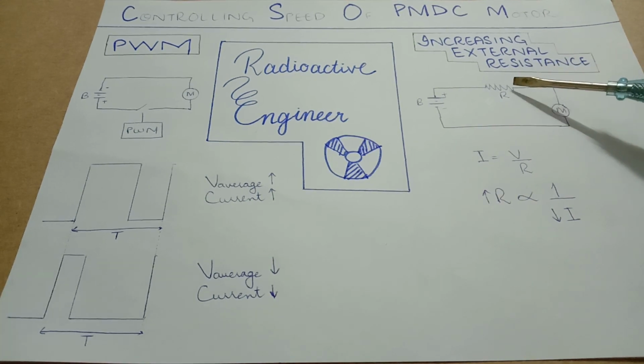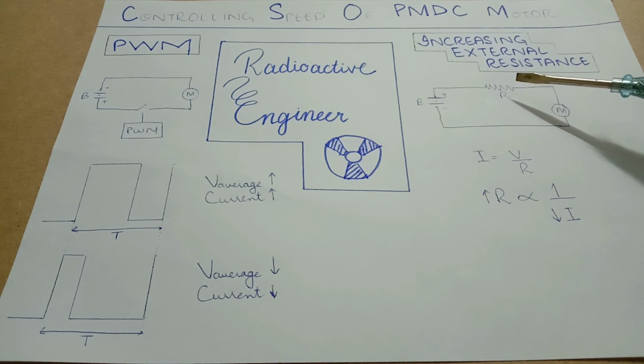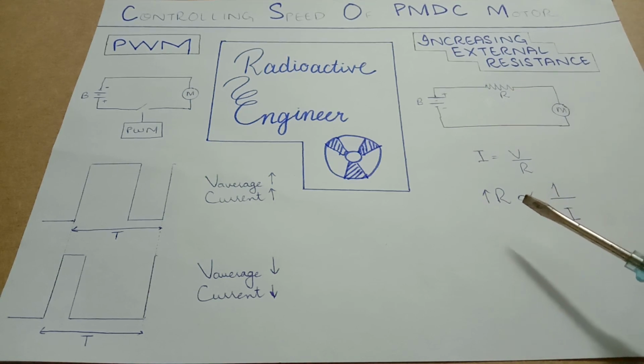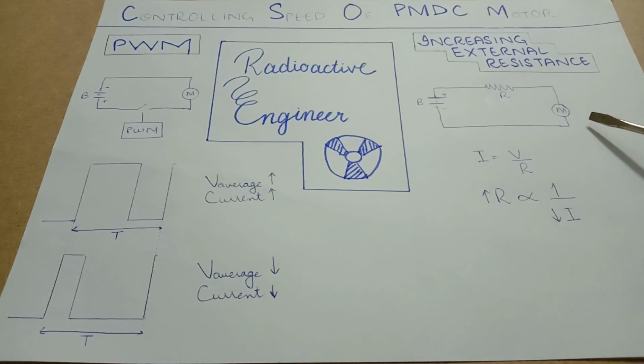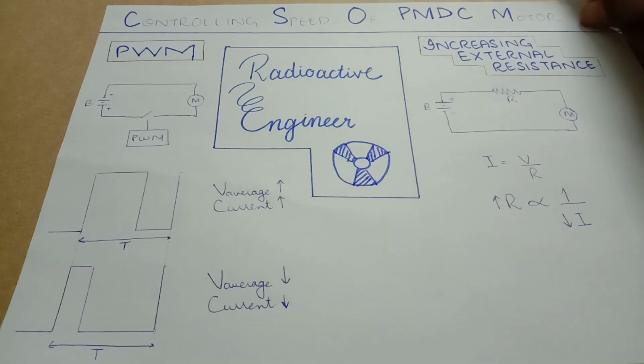Similarly, attaching an external resistor to a motor also reduces the current consumption, but this method is least efficient due to losses across the resistor. So if the resistance increases, the current decreases, reducing the speed of the motor. So let us design a circuit for them.